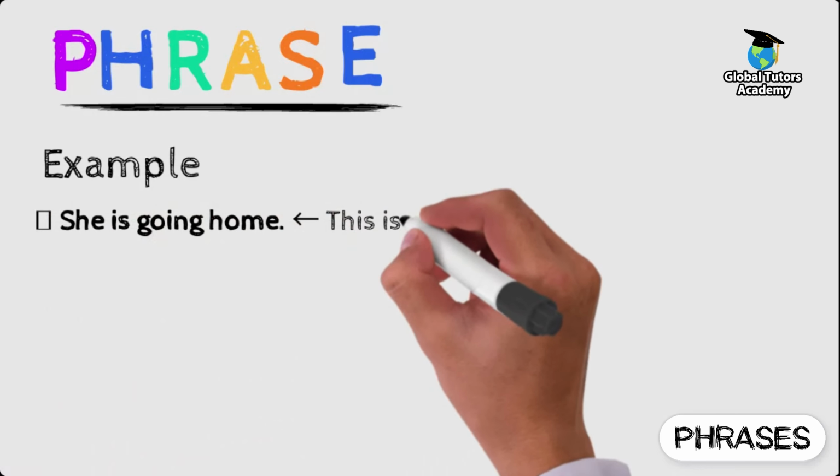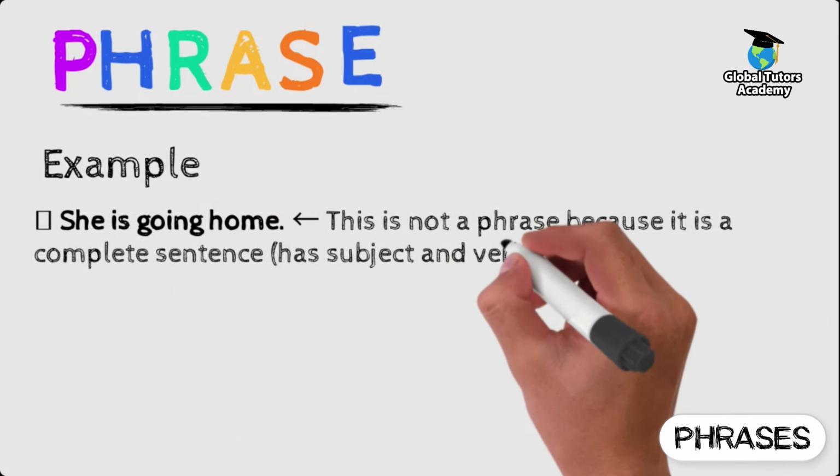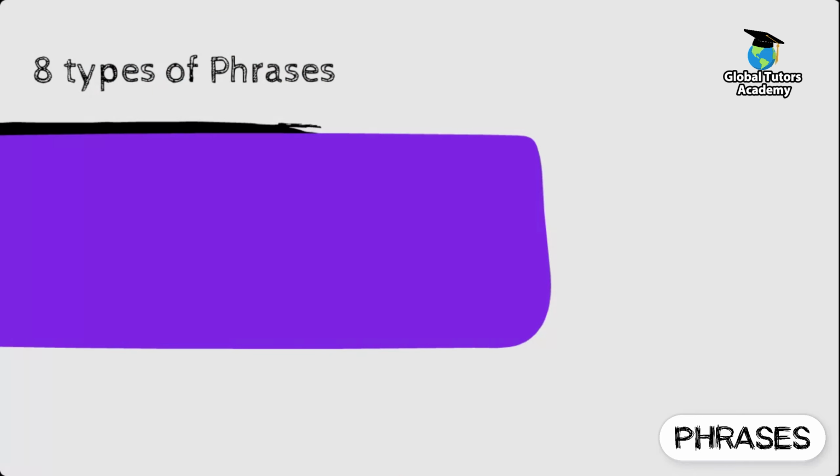Example: she is going home. This is not a phrase because it is a complete sentence, has subject and verb. Going home. This is a phrase, no subject. Now let's jump right into the 8 types.